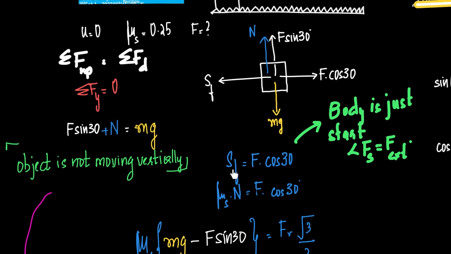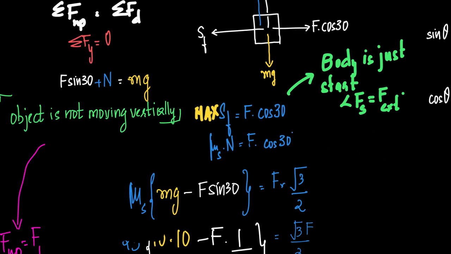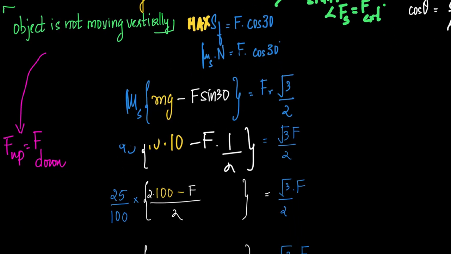What is the value of static friction? The maximum, sorry, my bad. This here should be the value of maximum static friction. What is the value of maximum static friction? Maximum static friction is mu s into N. But what is N from here? N from this equation would be mg minus F sin 30. So instead of N here, I can write mu s into mg minus F sin 30 is equal to F into cos 30. What is cos 30? It is root 3 by 2.